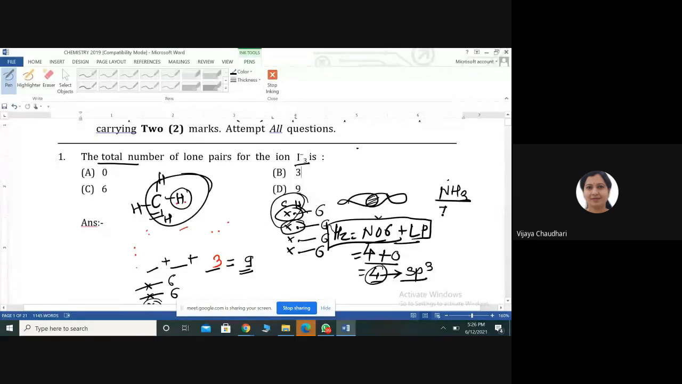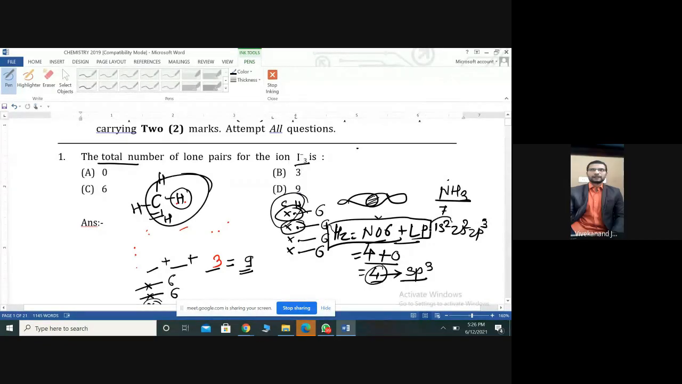Total electrons in nitrogen? 7. Between that, 1s2, 2s2, 2p3. The 1s comes from your inner shell, so we are not considering that 1s. At your outermost shell, we have 2s2 and 2p3.